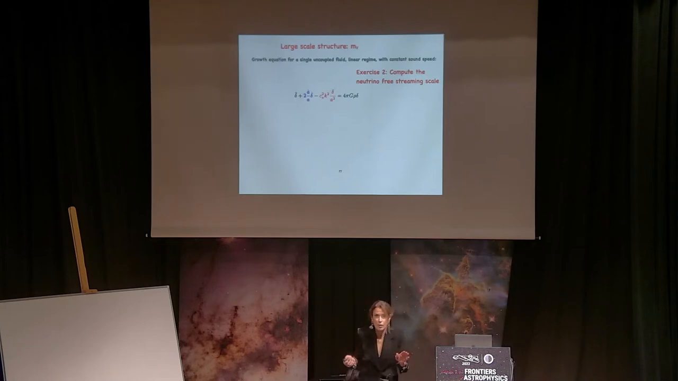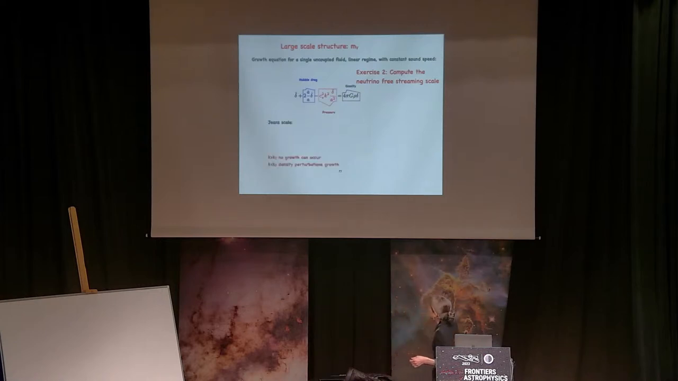It's really simple. A smart enough high school student would know how to compute that. If you consider the growth equation for a single uncoupled fluid in the linear regime with constant sound speed, you will have this second order differential equation in which we have the Hubble drag, which of course opposes clumping, we have pressure, and then we have gravity in the right-hand side. The Jeans scale is a scale such that if k is larger than the Jeans scale, no growth can happen. And if the opposite happens, structure grows. The free streaming scale of the neutrino is just this Jeans scale, but replacing c_s squared with sigma_v squared.